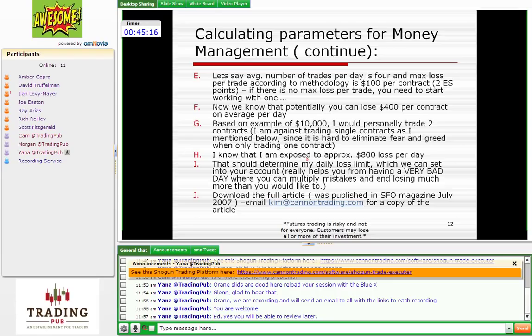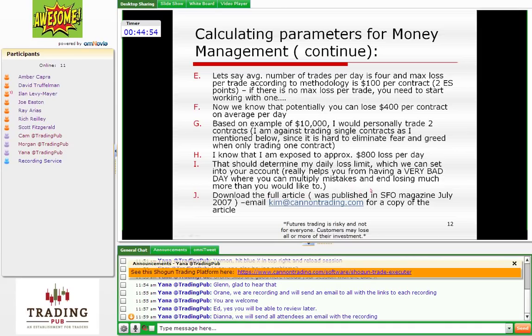And continuing with this mathematical calculation, now I know that I'm exposed to approximately $800 loss per day. Yeah, some days it may be $850, $900, there's a little bit of commission. That should already make me a little more comfortable knowing what my risk is. If I know what my risk is, I think, for me, that helps me trade in a much better frame of mind, with much better mental focus.